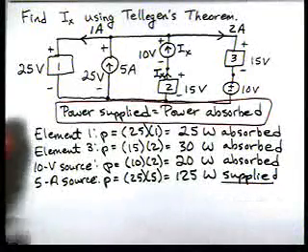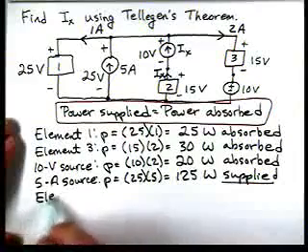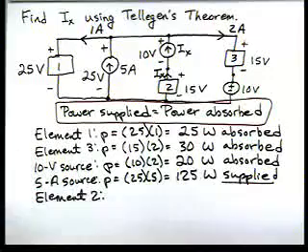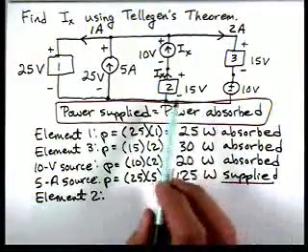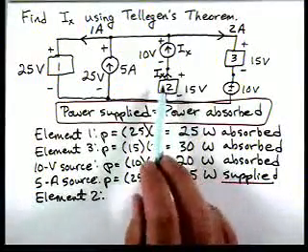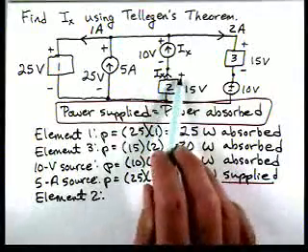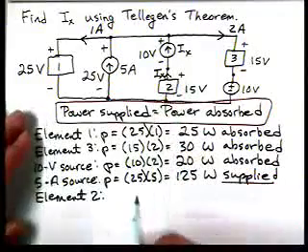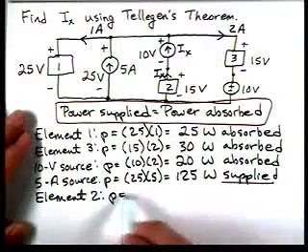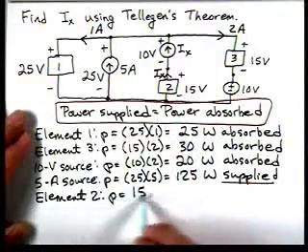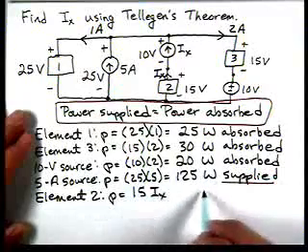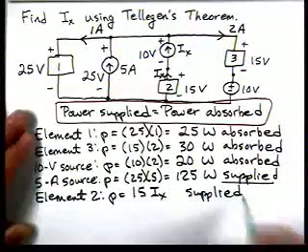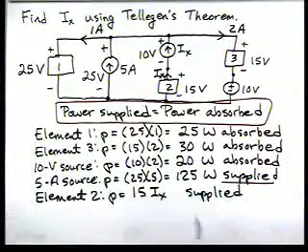Now let's look at element 2. Again, the current for that element, Ix, is flowing in that direction. Notice again that it's coming out of the plus sign, so it's going to be supplying power. So the power supplied by element 2 is going to be 15 Ix, and that's going to be supplied.